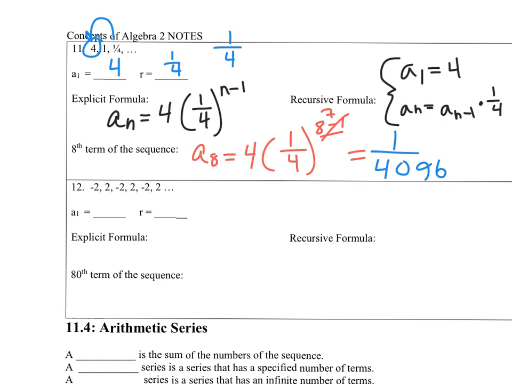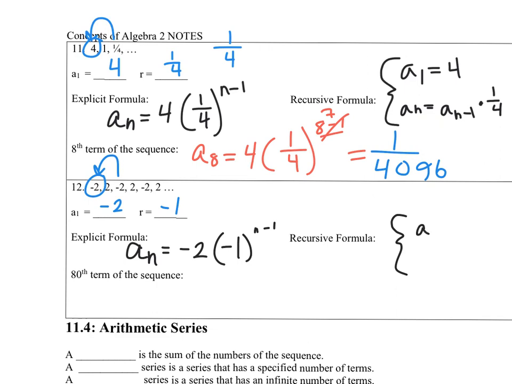Okay, and number 12, your first term is -2. Your r is the second term divided by the first term, so that's -1. So your explicit formula, to find the nth term, you're going to take your first term, which is -2, I always put r in parentheses, and then n minus 1. The recursive formula is going to be 2 lines again. A sub 1, subscript 1, equals -2. A subscript n equals a subscript n minus 1 times -1.